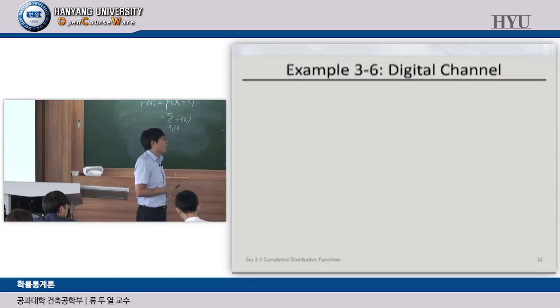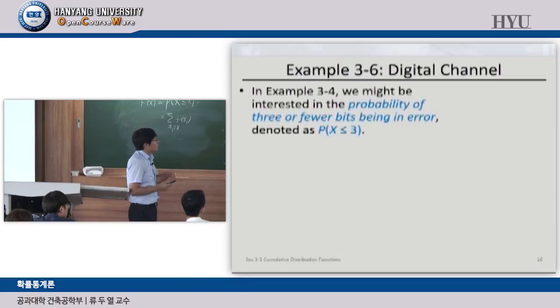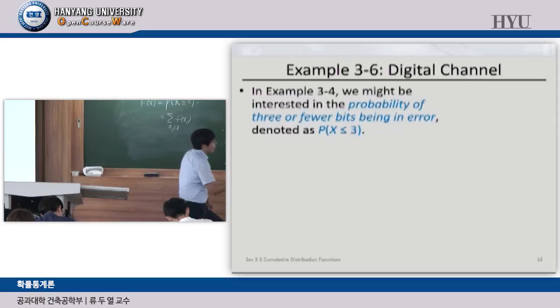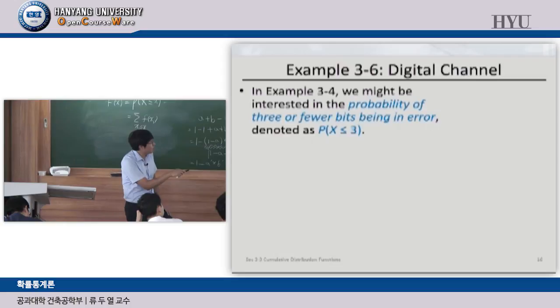So this is another example. In the previous example, 3-4, we might be interested in the probability of 3 or fewer bits being in error, and that can be denoted as the probability of x smaller than or equal to 3, right? 지금 요거는 3개나 또는 그보다 작은 빛을, 그러니까 에러를 갖는 빛을 포함하라는 얘기니까 이렇게 표현이 되죠, 부등호로.